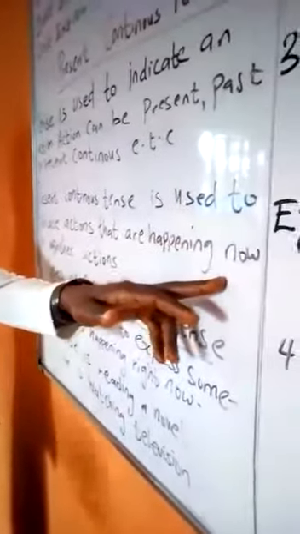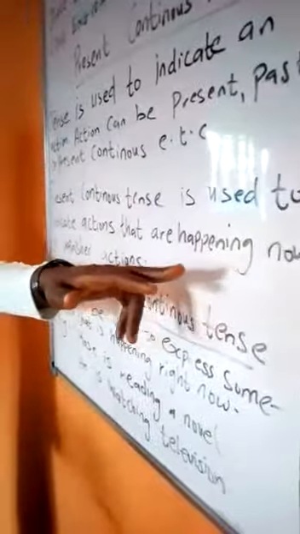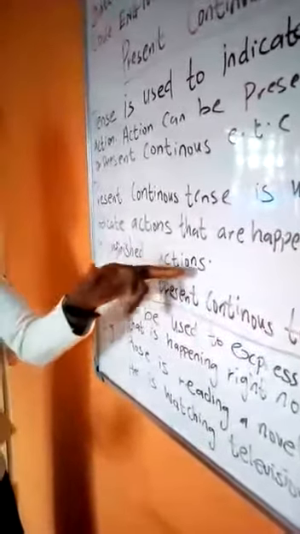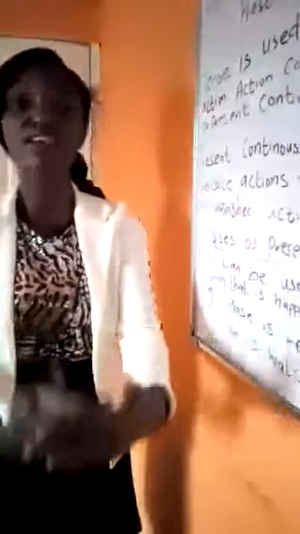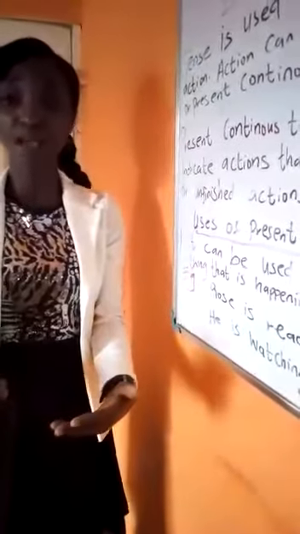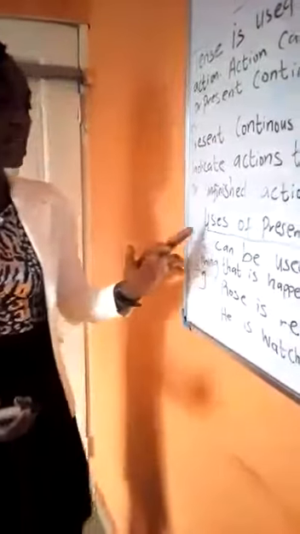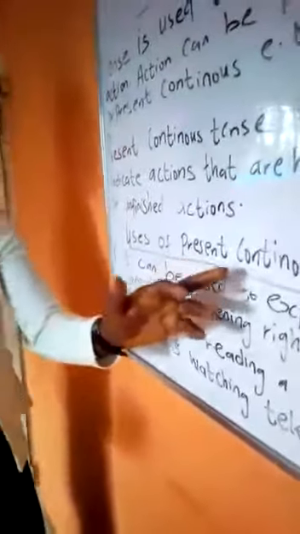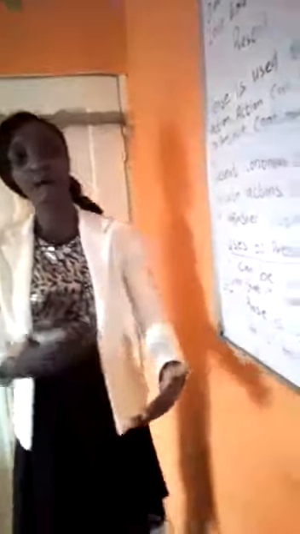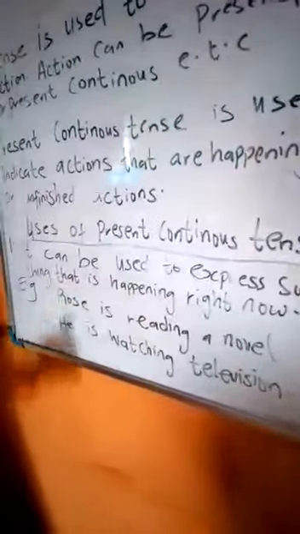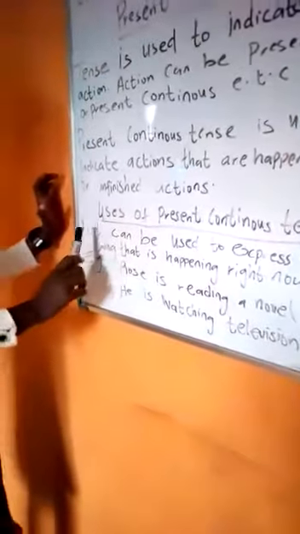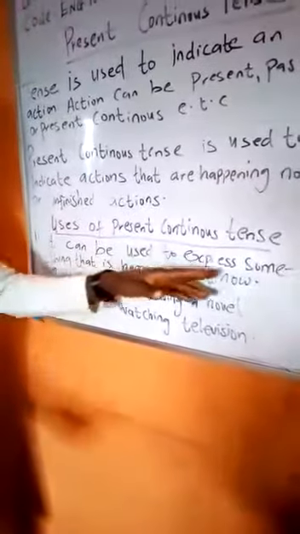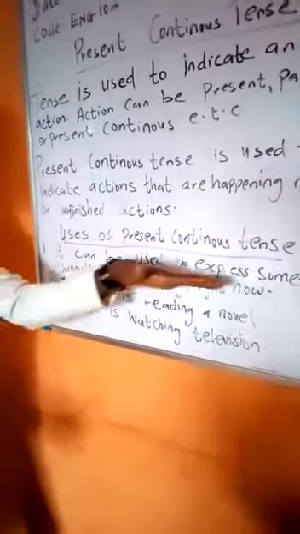So we said that present continuous tense is used to indicate actions that are happening now. Maybe you are eating, or you are listening, or you are watching television. Is that okay? Or unfinished action. That is an action that is still in progress or is still in process. Is that okay? I believe we are following. Good. So let's see uses of present continuous tense. Let's see various ways by which present continuous tense can be applied. Number one, it can be used to express something that is happening right now.